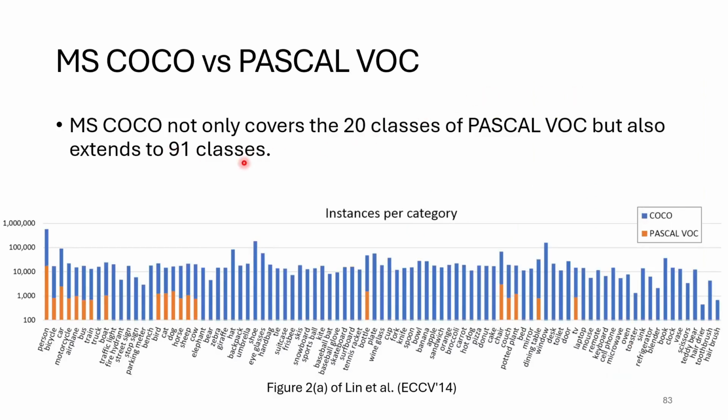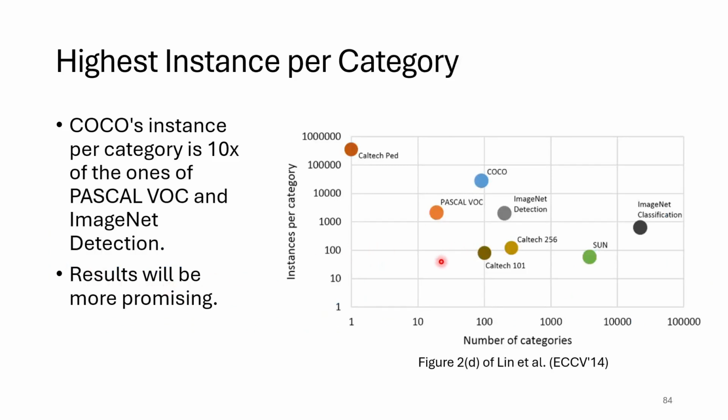Let's compare Microsoft COCO and Pascal VOC. There are only 20 classes in Pascal VOC, but there are 91 classes in Microsoft COCO. And pay attention to the scale. This is a log-based axis. So this is 10,000, and this will be 100, or 10 times 1,000. So the gap is 10 times.